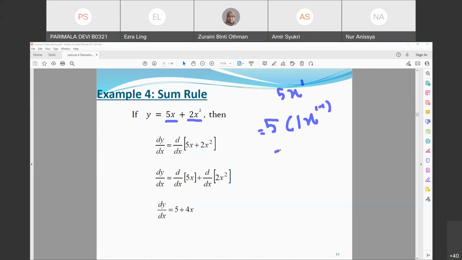Dia akan dapat apa? Dia akan dapat 5, 1, x kuasa kosong. Bila apa-apa benda yang kuasa kosong, it become 1. And 5 times 1, so that's why we get only 5 at the end. Then, ya, ini clear lah ya, macam contoh tadi tu, constant coefficient tu. Okay, we have this, then we get 4x. Okay, any question for this?